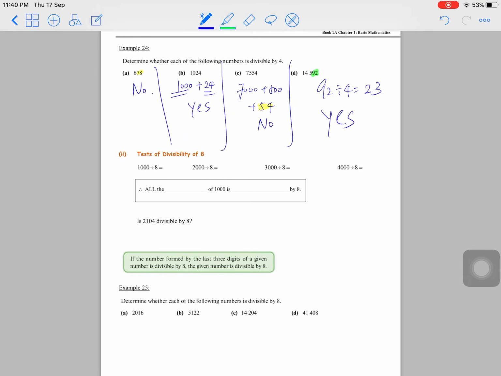Similar to this, to test whether numbers are divisible by 8, this time we check the multiples of 1000, because 100 is not divisible by 8. 200 is divisible by 8.